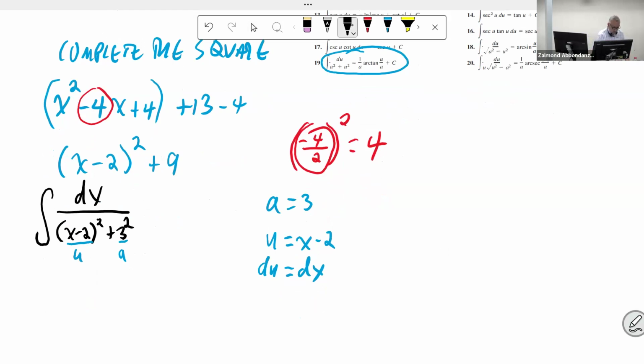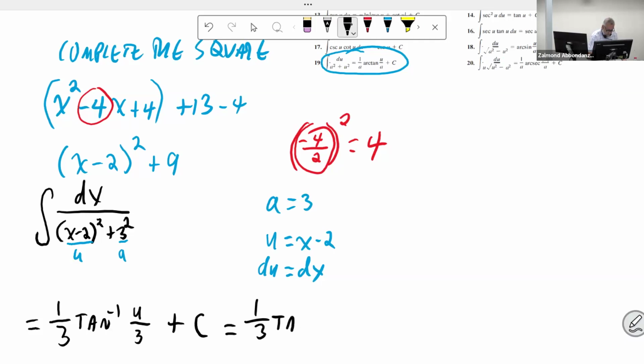Our formula for number 19 is 1 over a, so 1 over 3, times the inverse tangent of u over a, and our a is 3, plus c. However, of course, we don't want to have u in there. We want to eventually use our x. So our final answer here would be 1/3 inverse tangent of x minus 2 over 3, plus c.